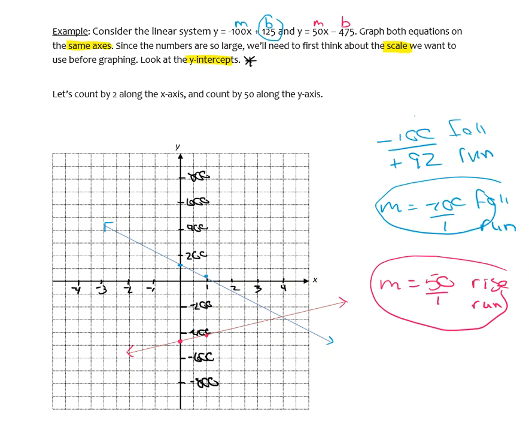What is the point of intersection? Oh, I didn't even read this. I should have read my own instructions. Let's count by 2 along the x-axis and count by 50 along the y-axis. Oh, I should have read that.